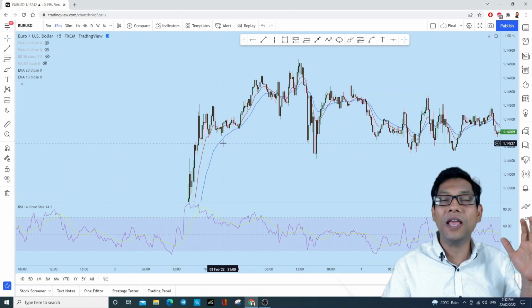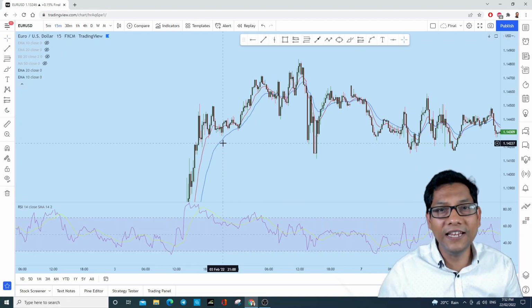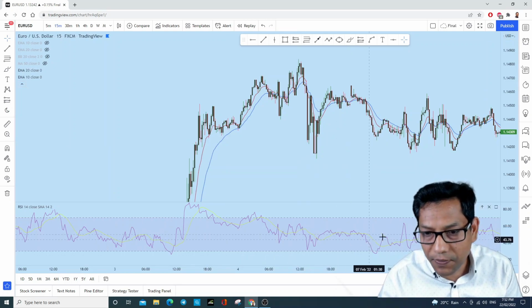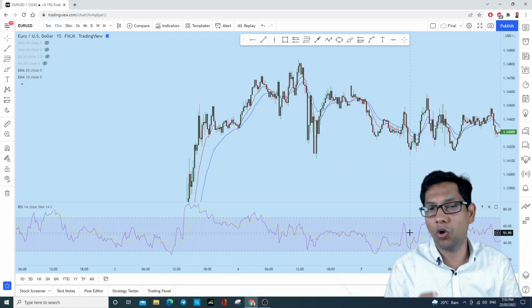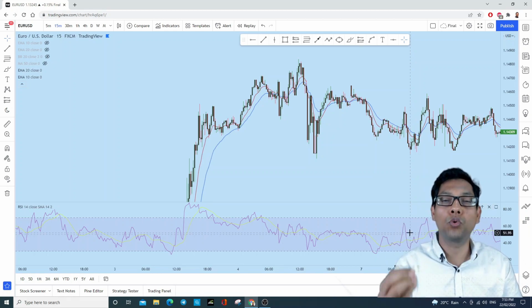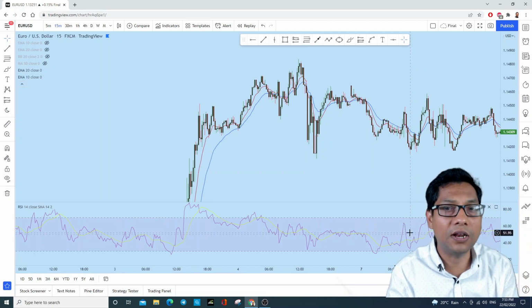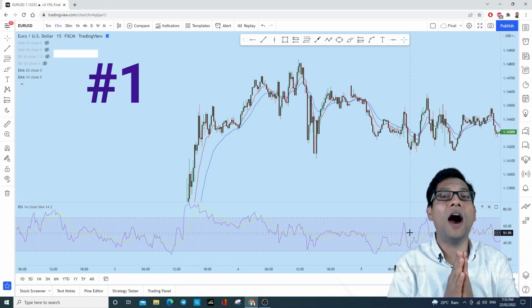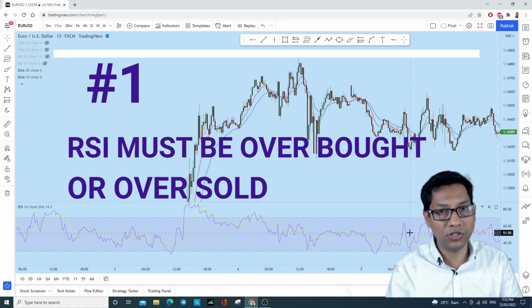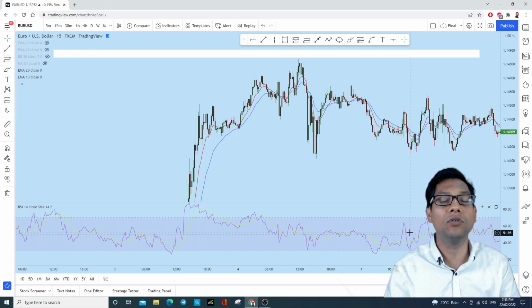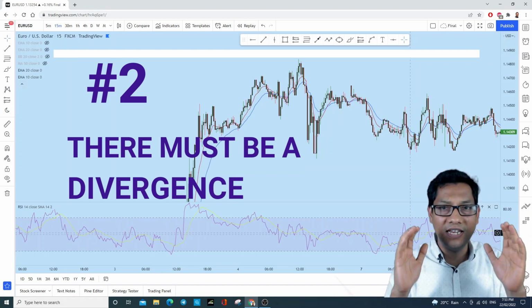Now let me explain the strategy that we will be using. Now we will not take any divergence. If we see a divergence in the middle, wherever, we will not take it. In this strategy, we will consider only high probability divergence. To do that, we will consider only if the RSI indicator is overbought or oversold. That is the first condition. Second condition, there has to be a clearly defined divergence.